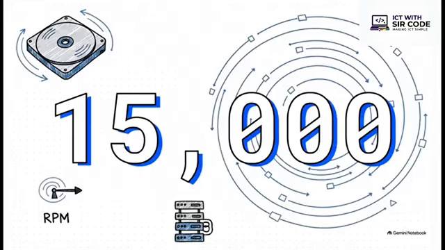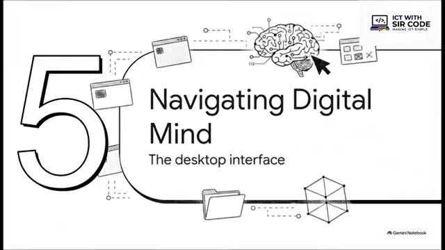But hey, don't count out the mechanical hard drive just yet. Here's a wild fact for you. The speed at which a computer can access data on a traditional hard drive depends on its revolutions per minute. While your standard old laptop drive might spin at about 5,400 RPM, some high-performance server-based hard drive platters spin at a dizzying 15,000 revolutions per minute just to keep up with the data demands. That is incredibly fast. Next up, Section 5, Navigating the Digital Mind.